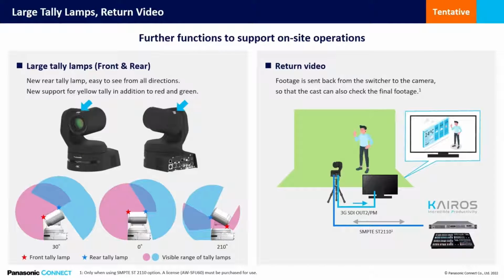We also feature large tally lamps, both front and rear, so it's easy to see what's going on in the studio. If you're working with 2110, you also have the possibility of sending a return video feed. So the footage is sent back from the switcher to the camera so that the cast can check the final footage. In this situation here, this weathercast man is looking at the screen to see what he's doing on the green screen.